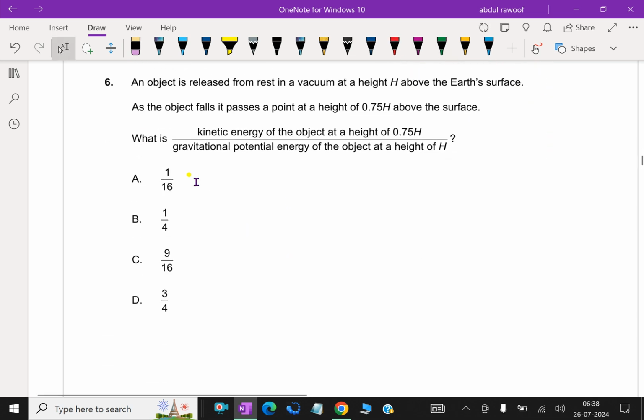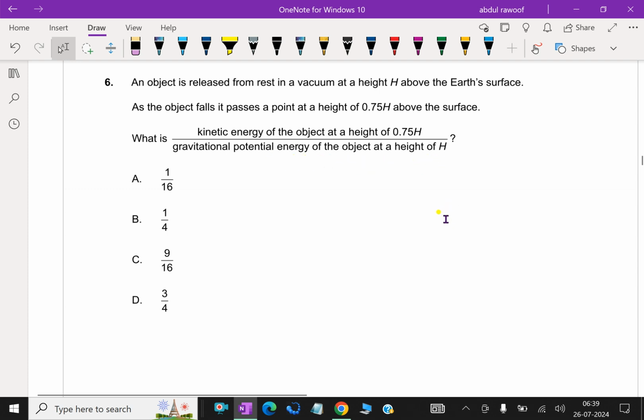Next question. An object is released from rest in a vacuum at a height h above the Earth's surface. As the object falls, it passes a point of height 0.75 h above the surface. What is the kinetic energy of the object at the height 0.75 h over the gravitational potential energy of the object at the height h? That means an object is falling freely from height h. So we are comparing kinetic energy of the object at the 0.75 height by gravitational potential energy of the object from the height h.